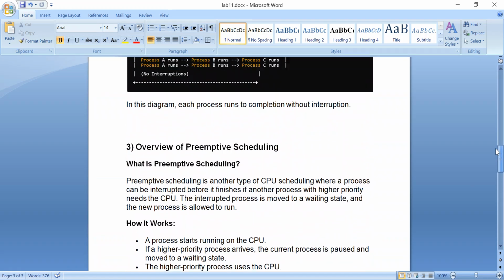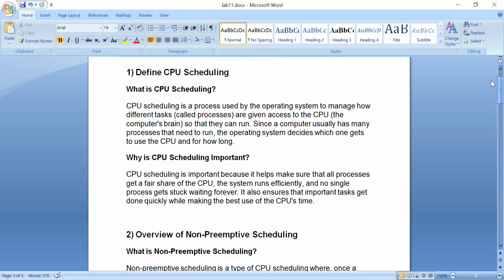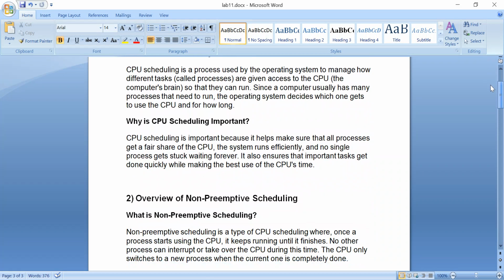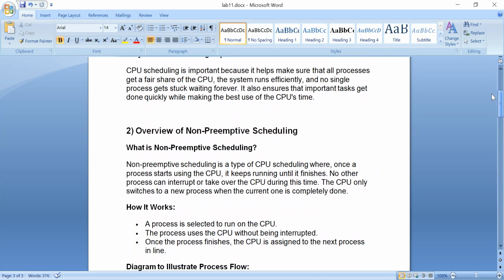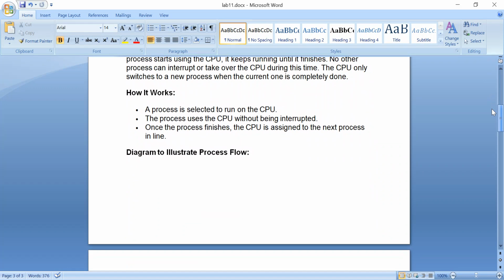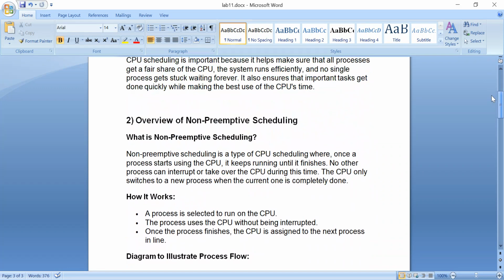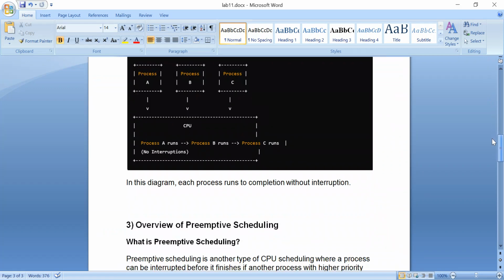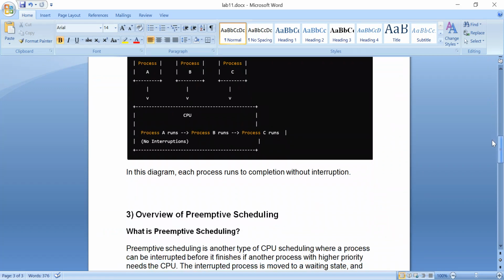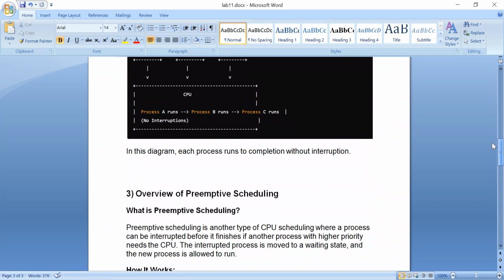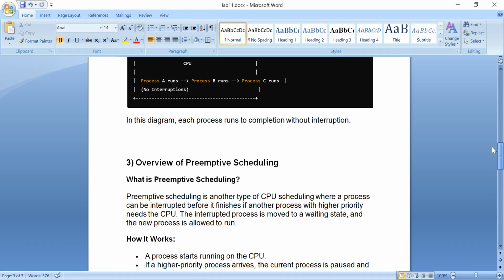So I hope you understand preemptive and non-preemptive scheduling. In my next videos, I will explain more about the core reasons for preemptive scheduling and how priority scheduling works. We have some algorithms which we use in CPU scheduling, so we will discuss them in the next video.